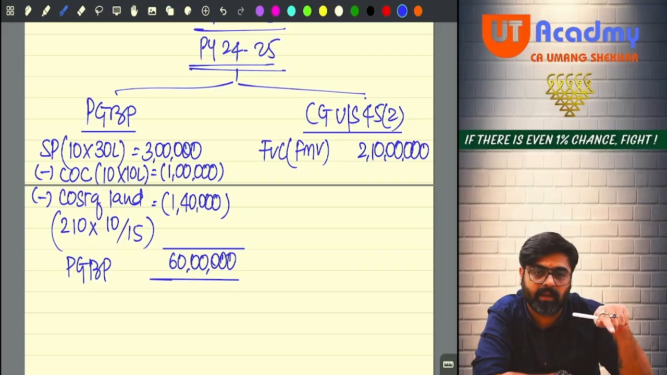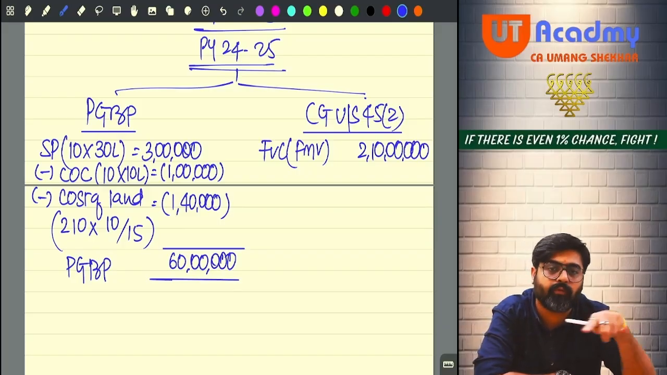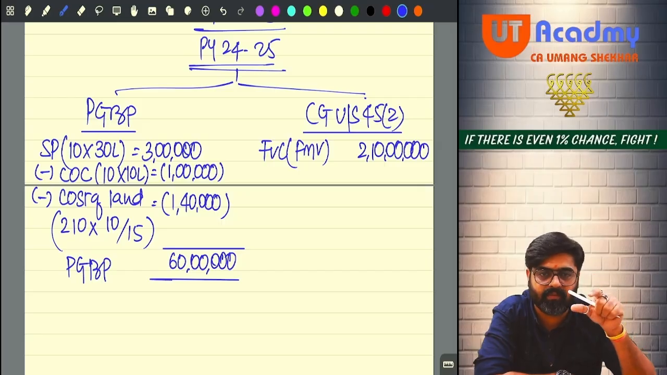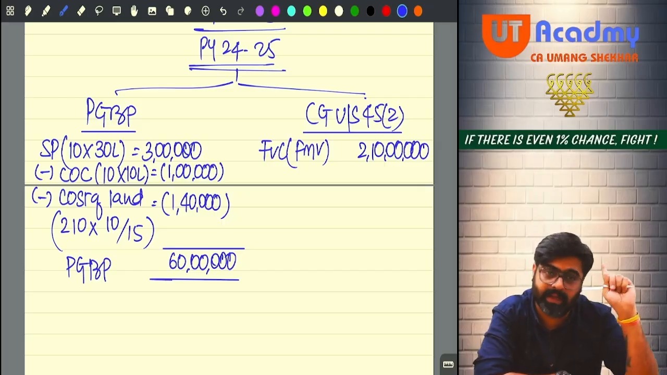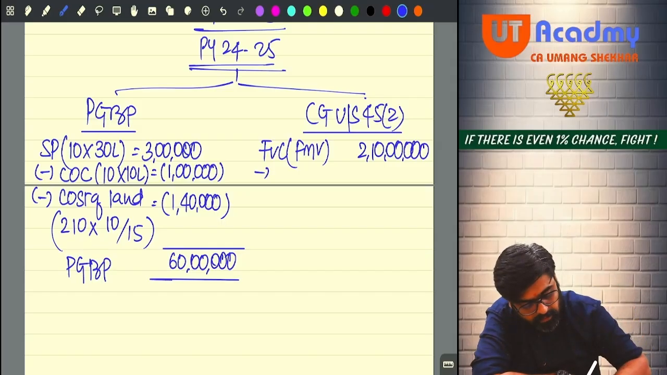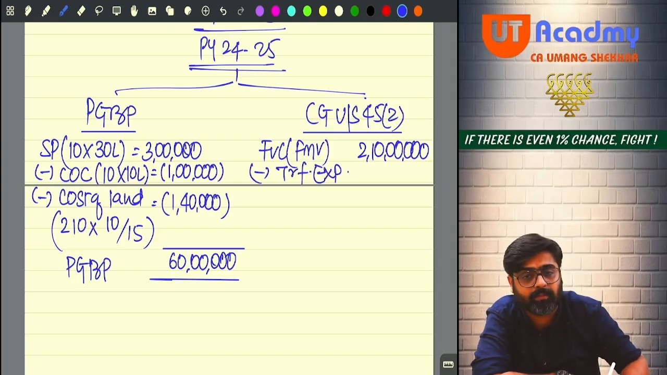Because if I am not taking the full amount, then again and again I will have to do 10 by 15, 10 by 15, 10 by 15. I will do it only once in the end. Okay. Minus what? Transfer expense. Any transfer expense happening?